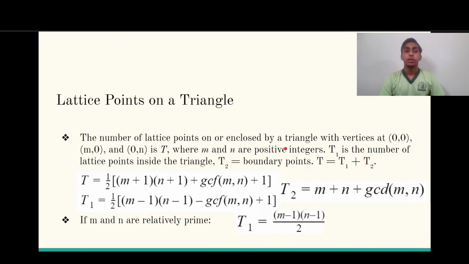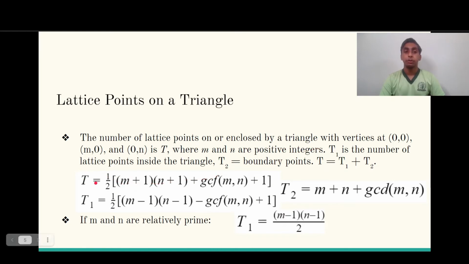Okay, so let's go over lattice points on a triangle. The number of lattice points on or enclosed by a triangle, so on the boundary or inside the triangle, where the vertices are at (0,0), (m,0), and (0,n), is T. The number of lattice points is T, where m and n are positive integers. T1 is the number of lattice points inside the triangle, and T2 is the number of boundary points. So the number of lattice points on or enclosed by the triangle is T equals T1 plus T2. Pretty simple. We're just breaking this overall T down into T1 and T2, so it's easier to calculate.